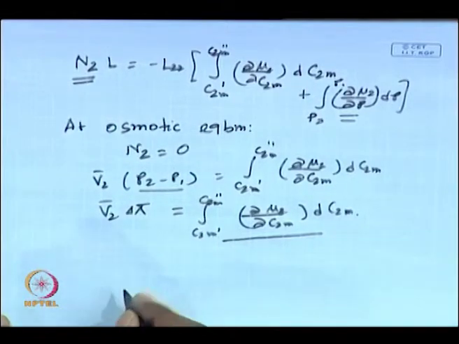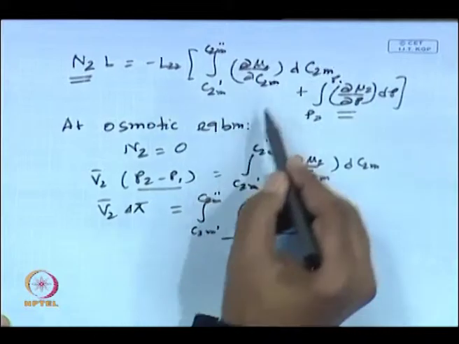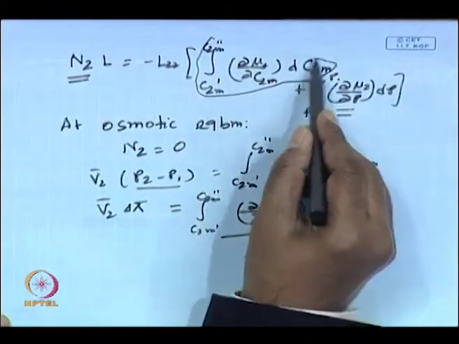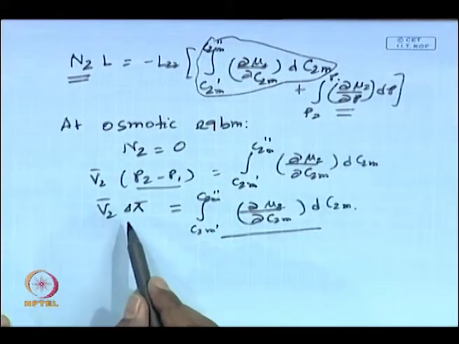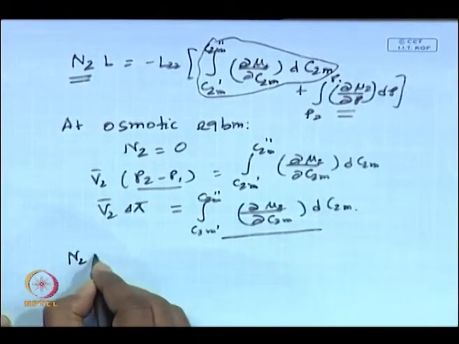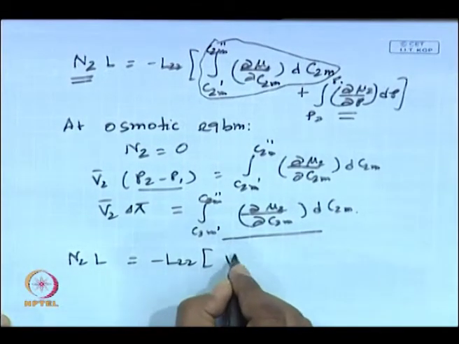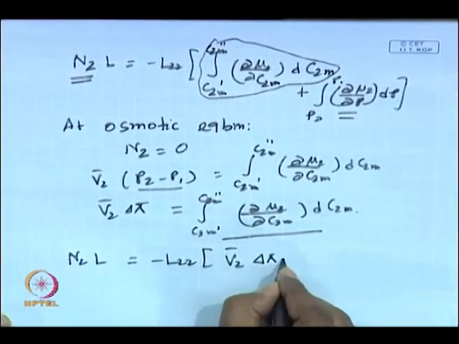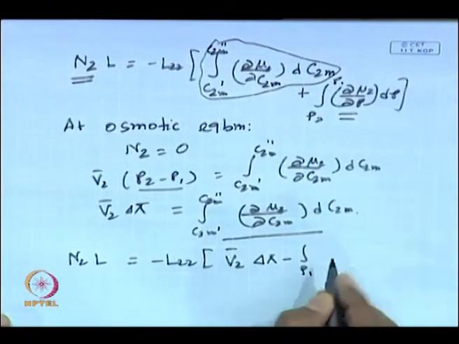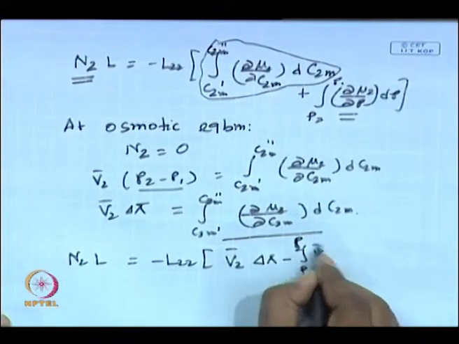Now, if you do that, I am going to substitute the whole term, this equation, by V2 bar times delta pi, that gives a closure. So, N2 L will be nothing but minus L22 V2 bar times delta pi minus integration P1 to P2 V2 bar dP.